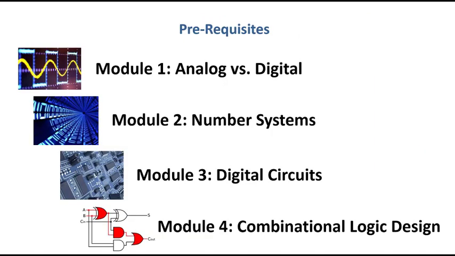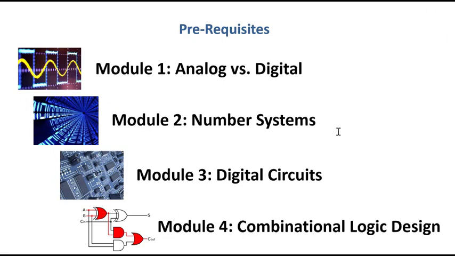So in 261, we started with just looking at the basics of analog versus digital, where we learned that an analog system uses real information that is coded continuously, or that is a continuous representation of the information, whereas digital is a coded representation. And the codes that we used were typically binary codes.